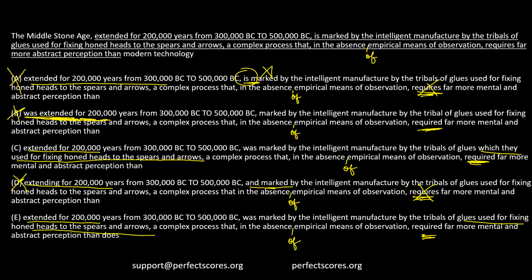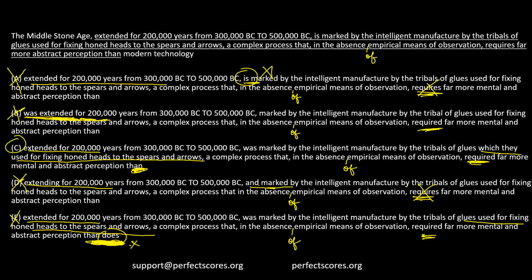Any choice you would like to make right now? E. By the tribals of glues used for fixing heads to the spears required far more mental and abstract perception than does. Okay, this is another difference between C and E. That's why I didn't like any of them, because I feel like "than does" doesn't look correct to me. And in C, which they. Okay. So in this case, you don't really need the "does". And if I were in the test, I would definitely select C as the answer.